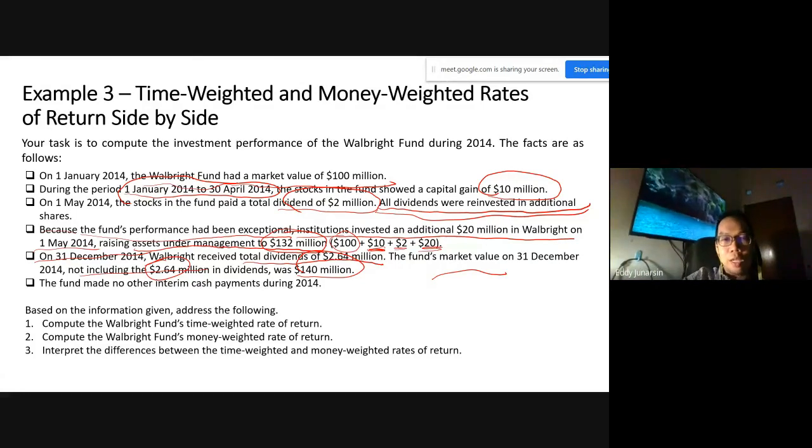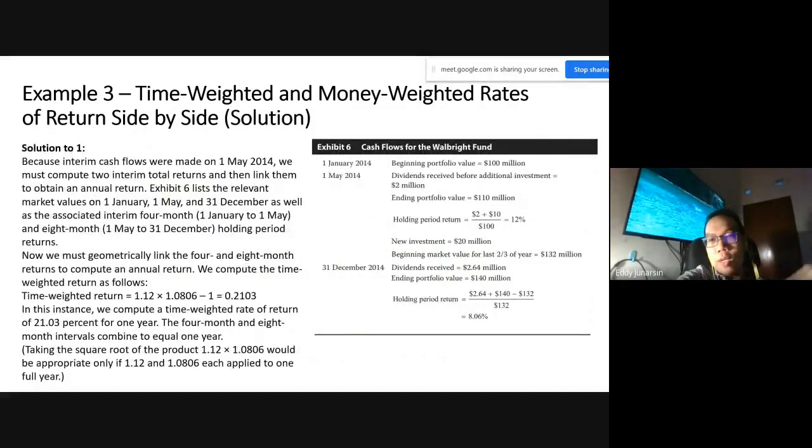So what is the time weighted? What is the money weighted? Okay, so we can draw it here.